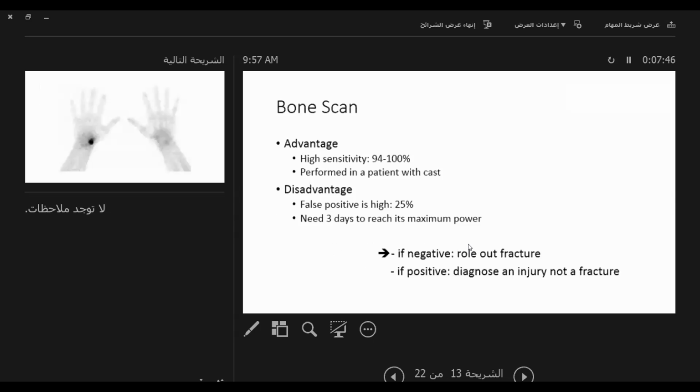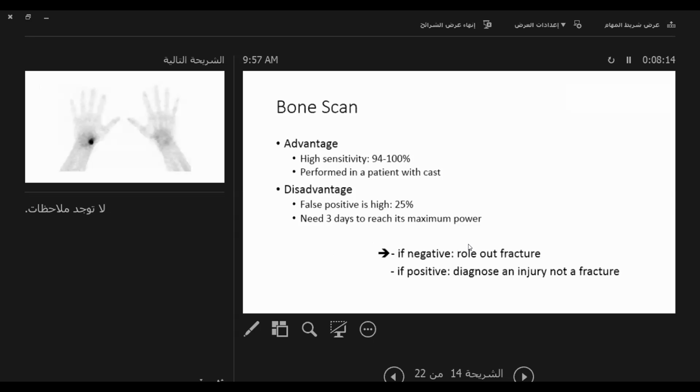Bone scan, which gained wide popularity at one time. The advantage is it is highly sensitive. It is 94 to 100% if you have a positive bone scan. It can be performed in a patient with a cast. Sometimes the X-ray with a cast is really very difficult to interpret, but the bone scan you can do easily. But the disadvantage is there is a high false positive result, exceeding 25%.